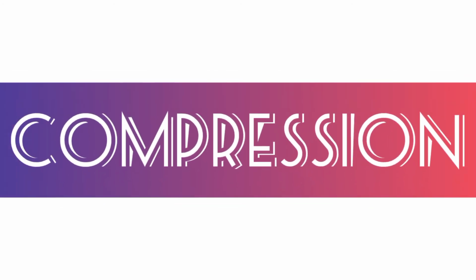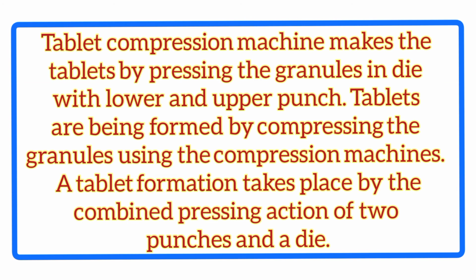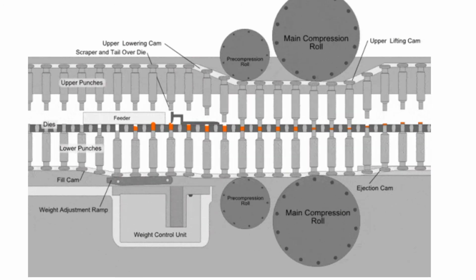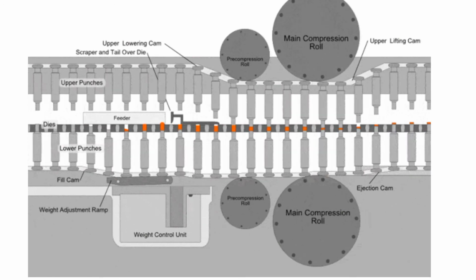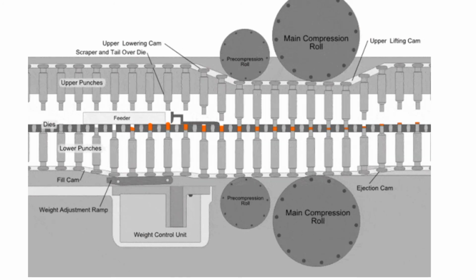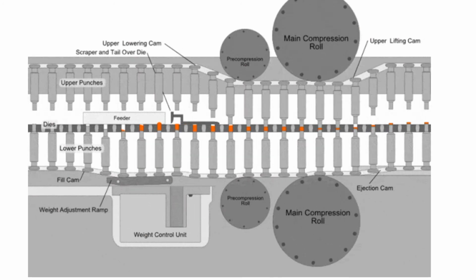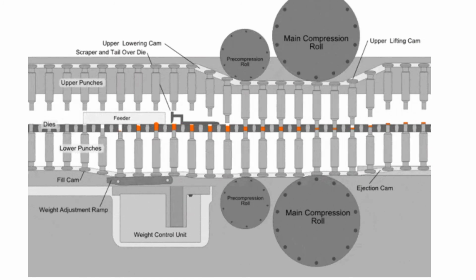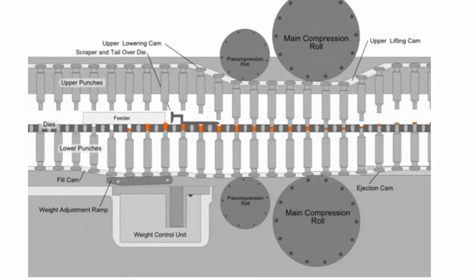So let's discuss compression. Final tablets are made by compressing granules in a die with upper and lower punch. This is a demo of how tablet compression takes place in a tablet compressing machine. The feeder feeds the granules into the die cavity, and then the upper and lower punch come together and compress the granules with the help of the compression roller to form tablets.